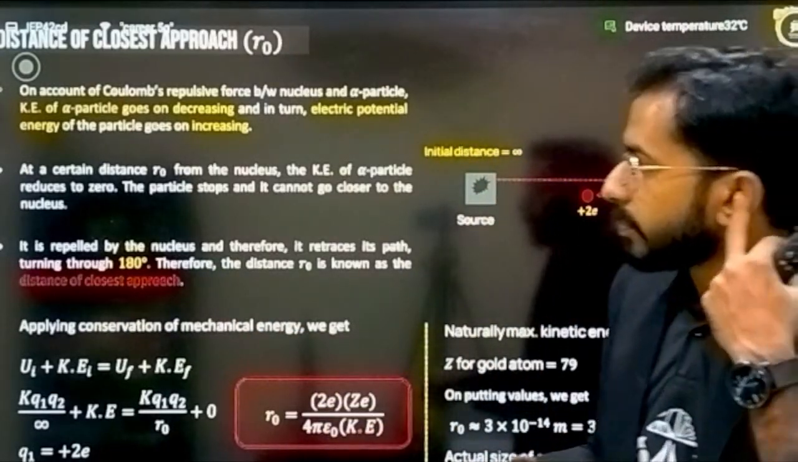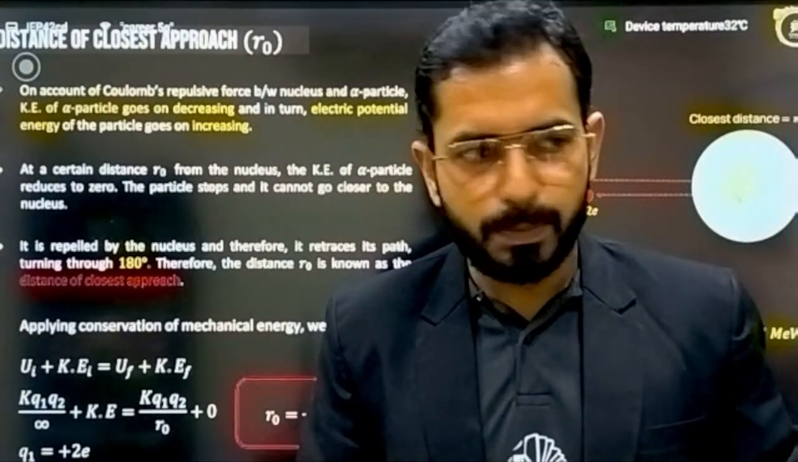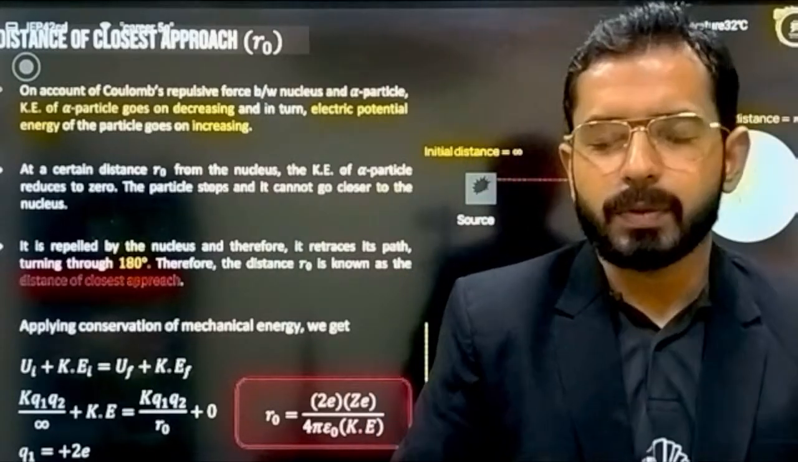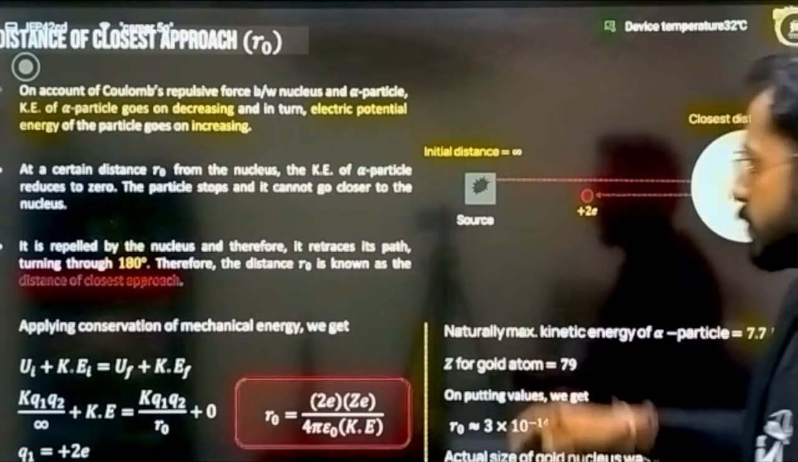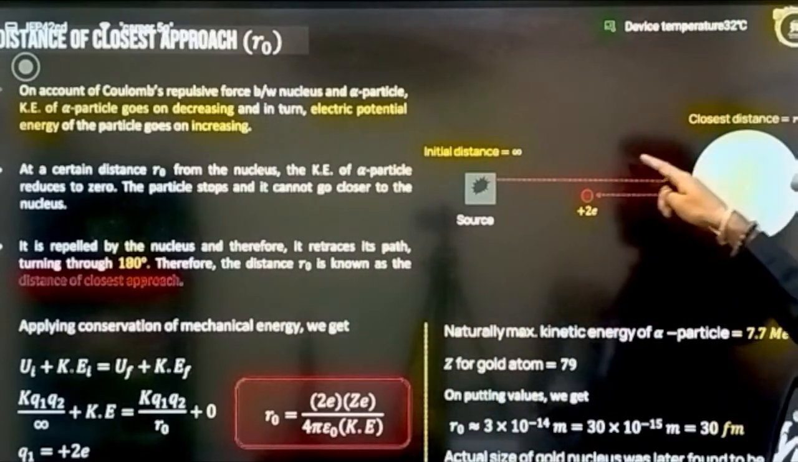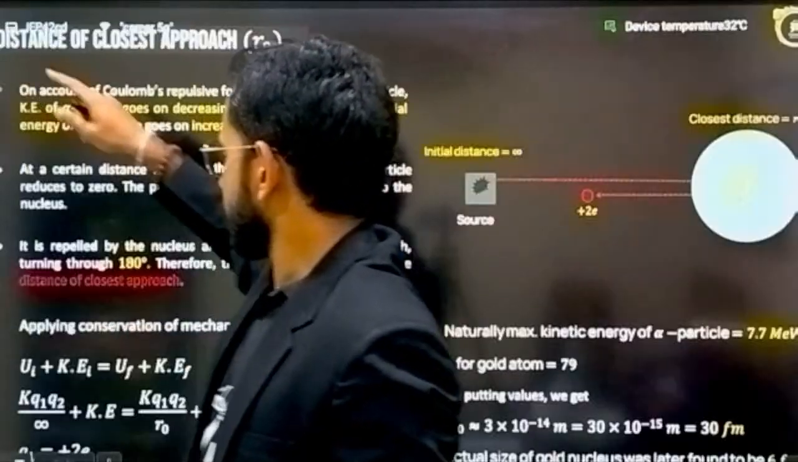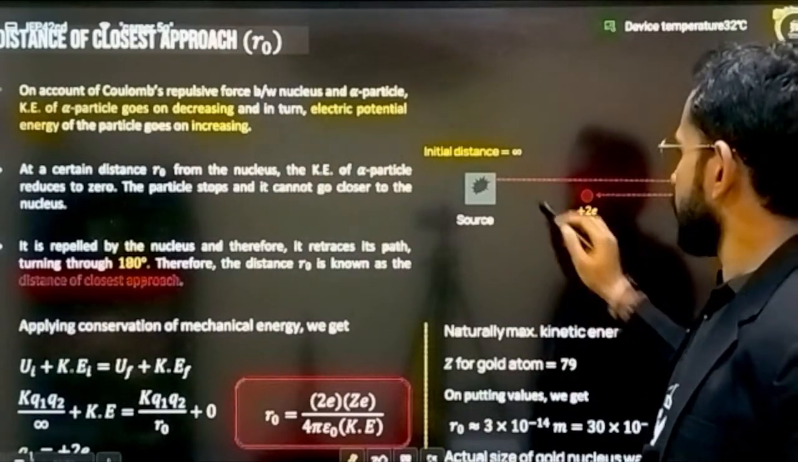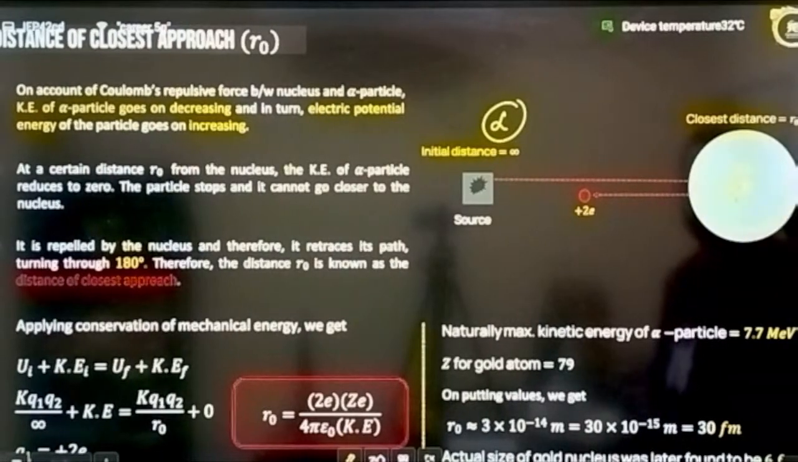Now, next one, distance of closest approach. What is distance of closest approach? I guess you have already solved this kind of question. You just have to perform energy conservation and you will easily get the distance of closest approach. What is the concept? Let's suppose you have thrown a particle. I will tell you how these kinds of questions are solved; there is a variety of questions also. Let's suppose you are throwing an alpha particle, and there it is a nucleus.